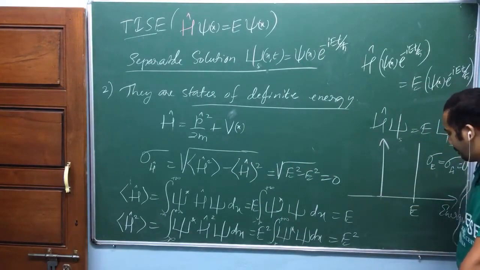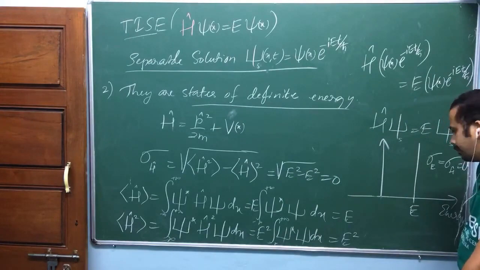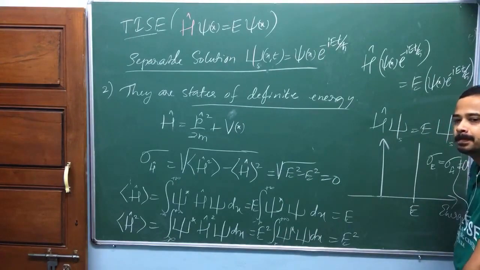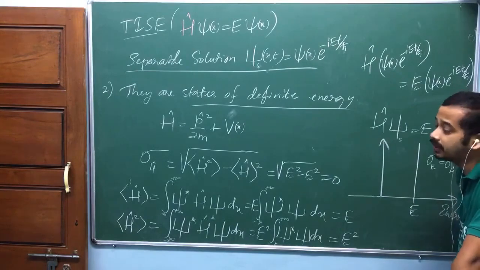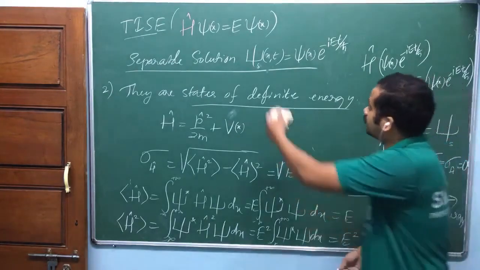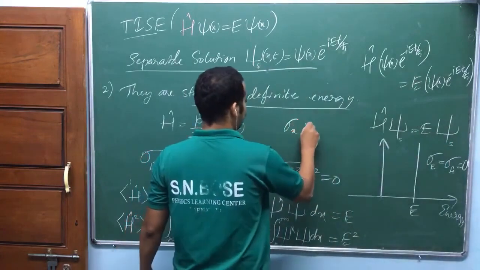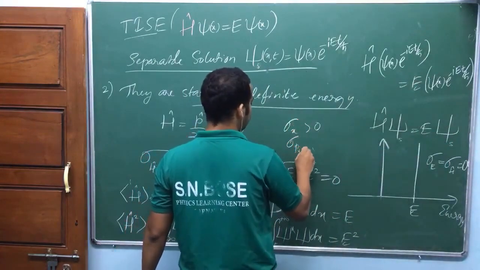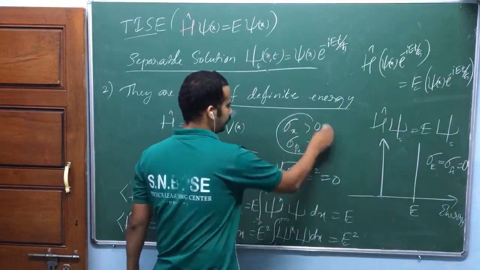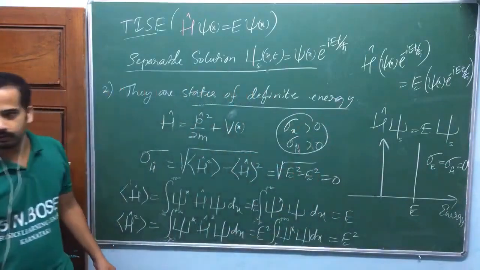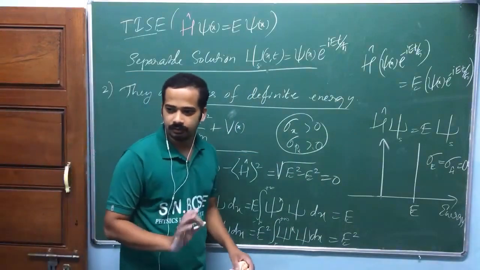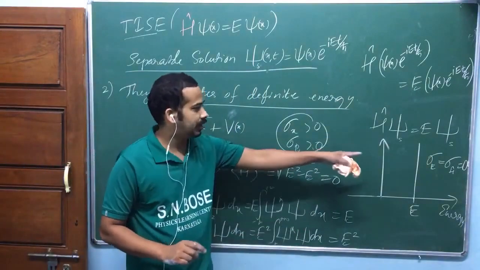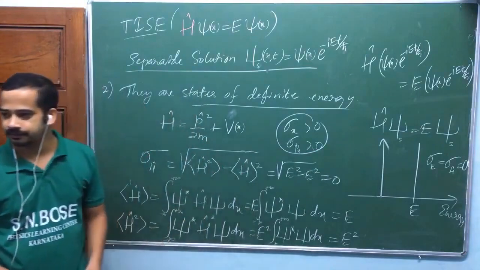Sir, here width is 0, can we relate that there is no spread in the position also? Oh, no. You are not doing position measurement. You are doing energy measurement. Again, in this state, there exists sigma x greater than 0, sigma px greater than 0, multiplication greater than or equal to h bar by 2. That is followed. But sigma H, that can be 0.